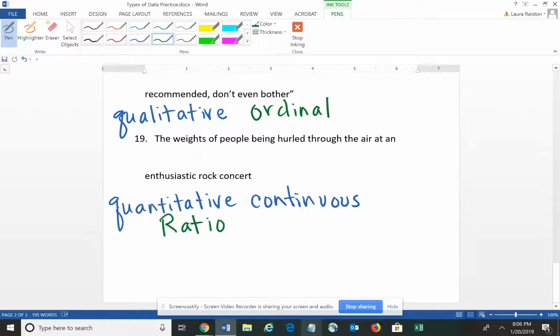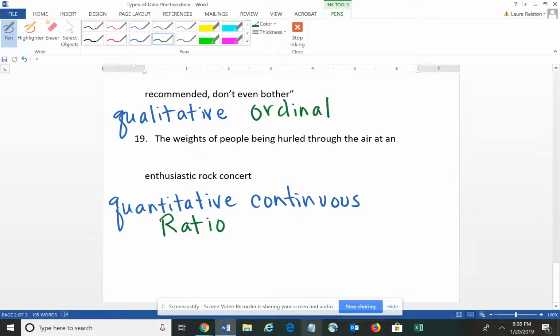Number 13, the weights in carats of diamond engagement rings. So you have weights, so you're measuring, so you're going to have numbers, which makes it quantitative. And, you know, we could have 2.5, 3, 2.25. So you could have parts, and again, because you're measuring, we typically associate that with continuous.